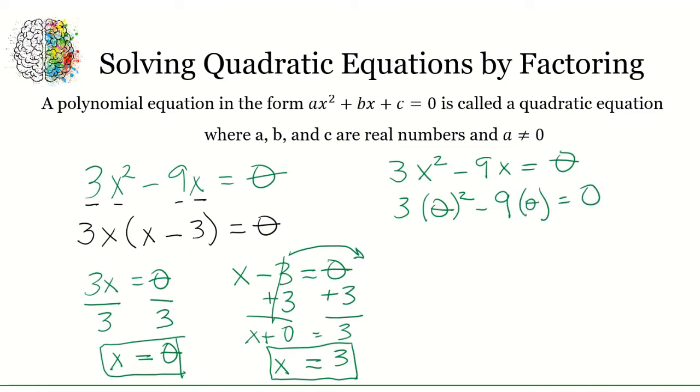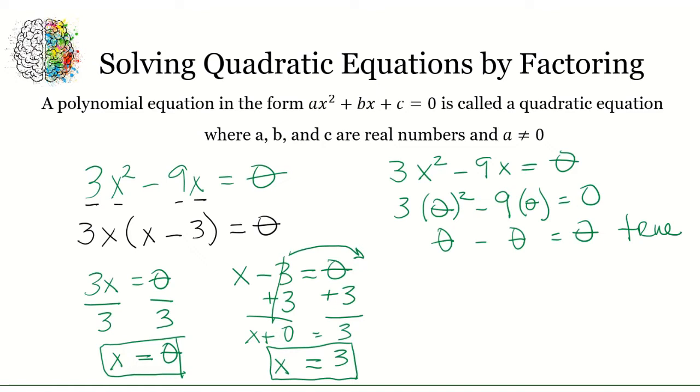Well, 0 squared is 0 times 3. That's going to be 0 minus 9 times 0 is 0 equals 0. So 0 minus 0 equals 0. This is a true statement. So that tells me that x equals 0 is indeed a solution to the problem of 3x squared minus 9x equals 0. Now I'm going to test my second value, x equals 3.